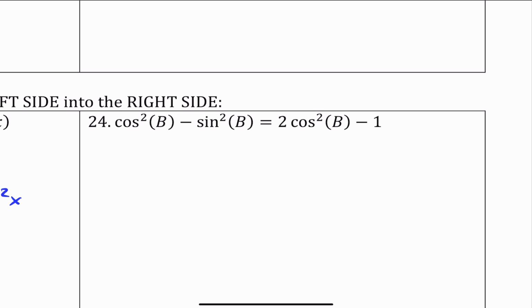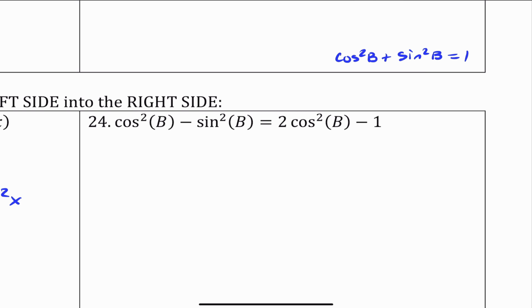All right, number 24, we have cosine squared of b minus sine squared of b. We want to get 2 cosine squared of b minus 1. So you might trial and error this, but this is how I'm going to approach this. Now, I notice that we are dealing with the exponent of 2, right? So cosine squared of b and sine squared of b. So perhaps we can work with this by using our Pythagorean identity, which is sine squared of b plus cosine squared of b equals 1. Or if you want, you can just write cosine squared of b plus sine squared of b equals 1. It's basically the same thing.